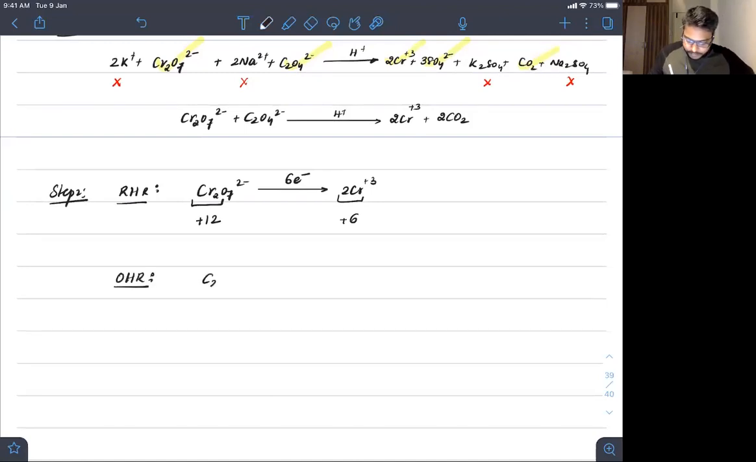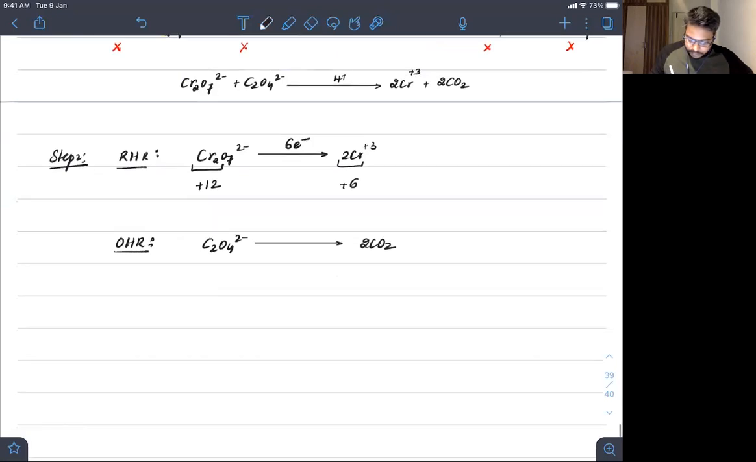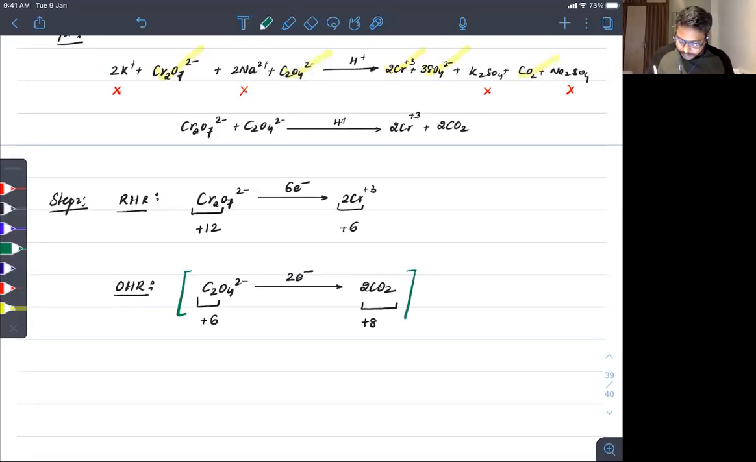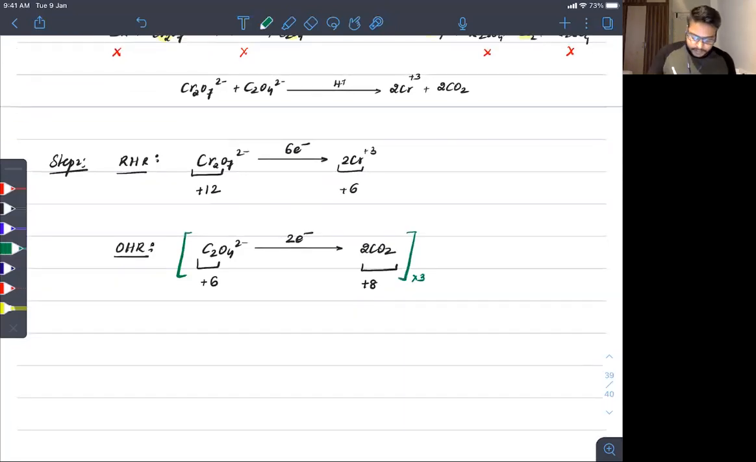Now let us look at OHR. So in the OHR part, C2O4 2 minus is changing to 2CO2. Same thing here also. For 2 carbons, charge 1 carbon is +3, 2 carbons it is +6. 1 carbon is +4, 2 carbons it is +8. So the number of electrons transferred are 2. So ऐसे लग रहा है given is only 2, taken is 6. ऐसे तो नहीं हो सकता, right? Which means number of electrons given and taken should be same. So I'll have to multiply this with 3. Got it? And multiply the first one with 1.